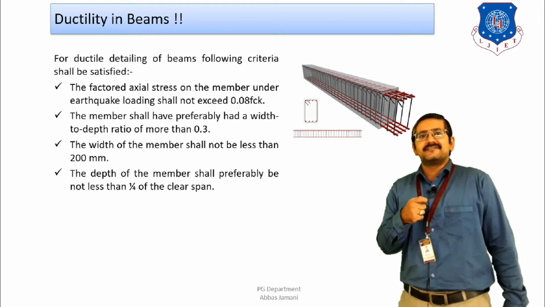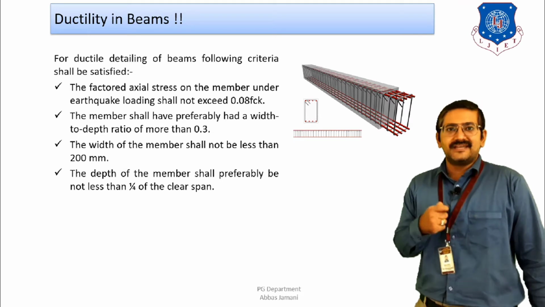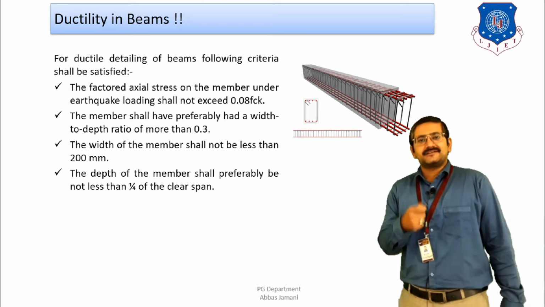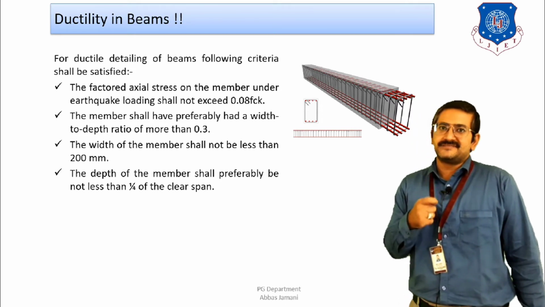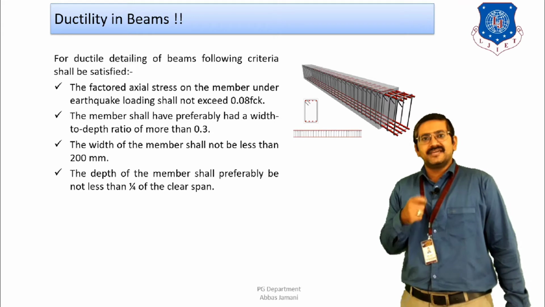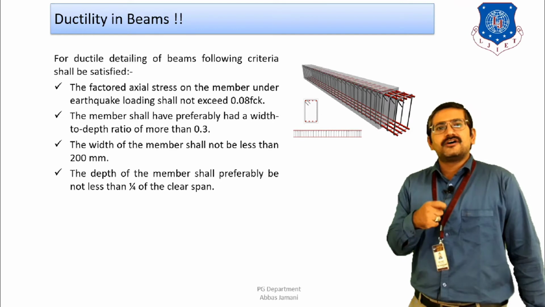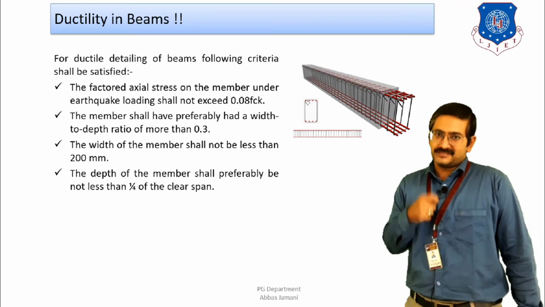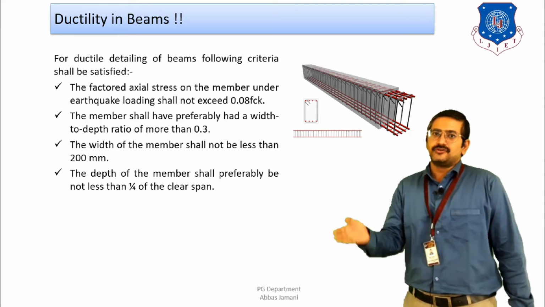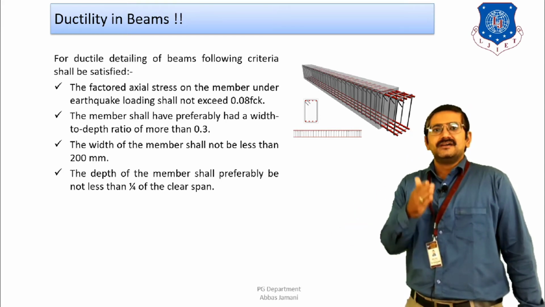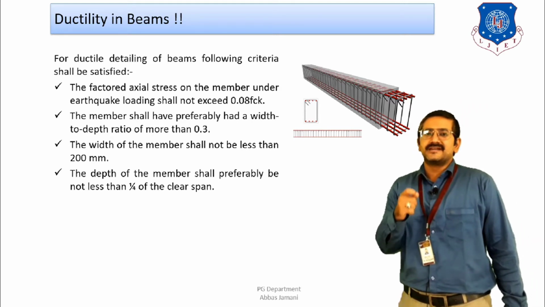So the first criteria that we are discussing is regarding the sizing of these horizontal members. IS 13920 says that the factored axial compressive stress in the member should not exceed 0.08 fck. If it is exceeding 0.08 fck, then the resizing of the member has to be done. Second, the ratio of width to depth should be more than 0.3. That is, if you are assuming either one dimension, then with the help of this ratio you will be able to get an idea about the other dimension that is required. That is, the ratio of B to D should be greater than 0.3.